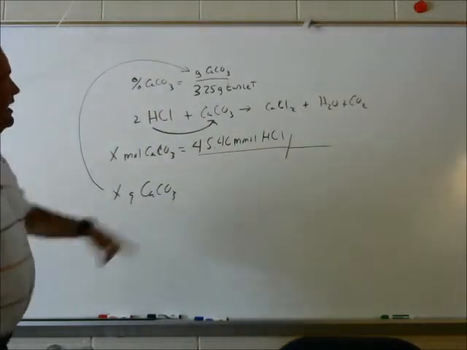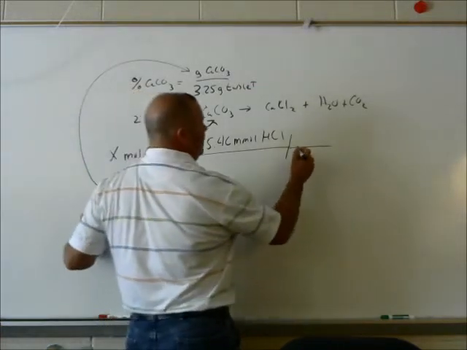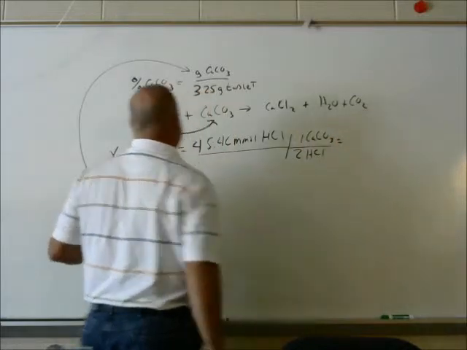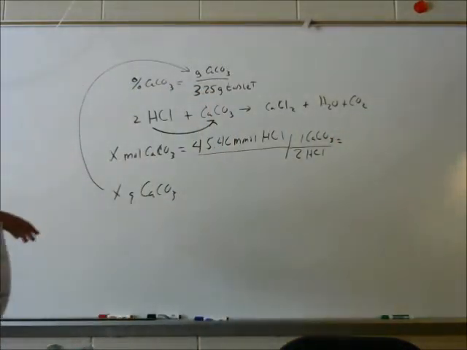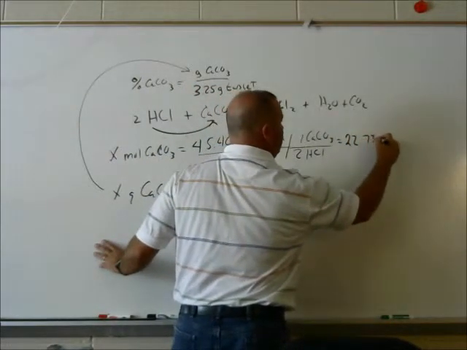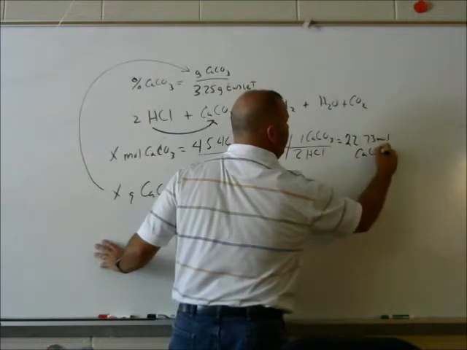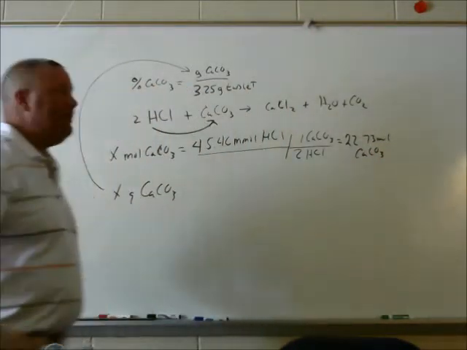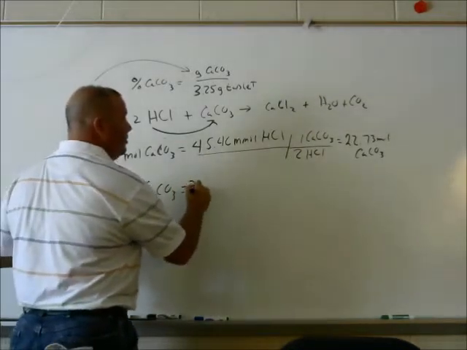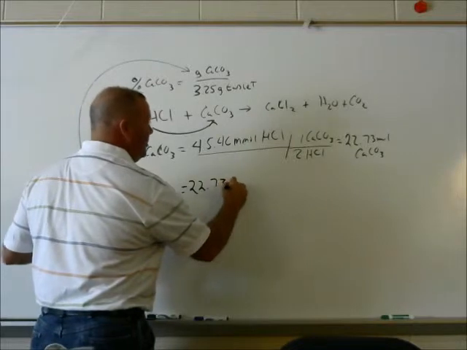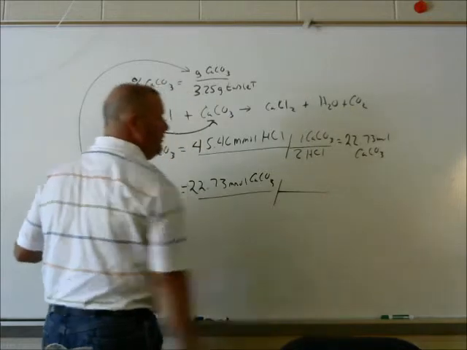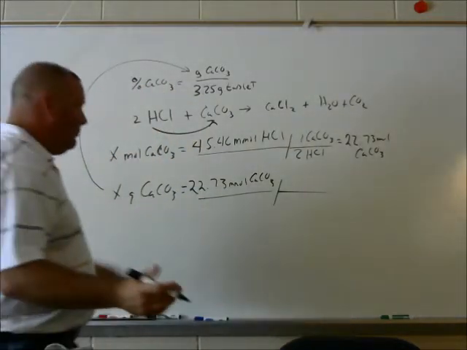Well, if I look at HCl to CaCO3, there's 2 HCl's for 1 calcium carbonate. That means I have 22.73 millimoles of calcium carbonate in my original tablet sample. Determining that, changing that into grams, X grams of calcium carbonate equal to 22.73 millimoles of calcium carbonate. The molar mass of that calcium carbonate is 100.09 milligrams per millimole.